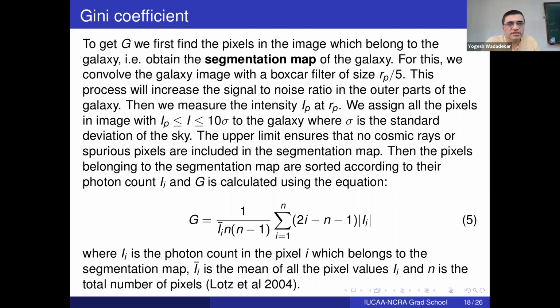Okay, so these are all measured parameters: the photon counts in the pixel I, the mean count in all the pixels, and the total number of pixels, and so on. So if you fill it in there, you get the Gini coefficient.